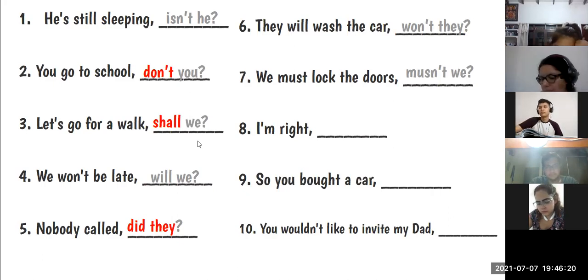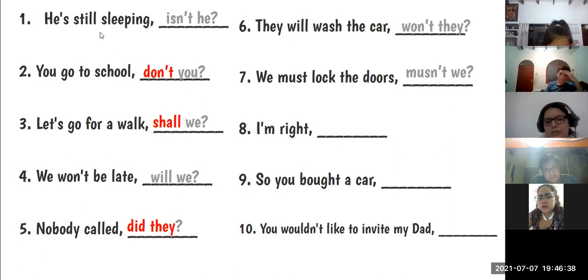What about this one? I'm right. ¿Cómo podríamos hacer esta? I'm right. Anybody? Am I? Like this? Pero es negativo. Not I. ¿Cómo sería? Tenemos que transformar esto a la forma negativa.